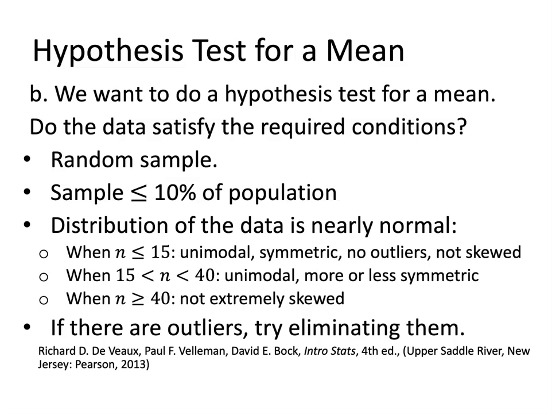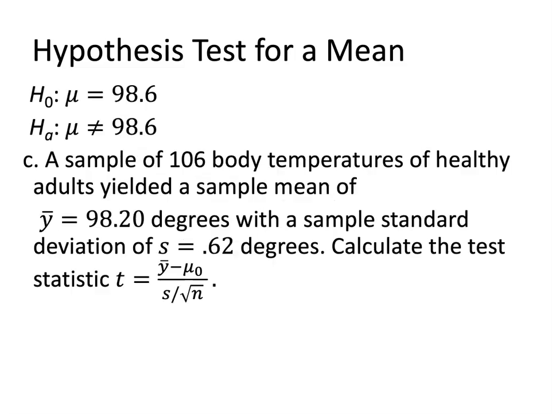Also, the distribution of the data has to be nearly normal. So when n is less than or equal to 15, we're good as long as the distribution is unimodal, symmetric, has no outliers, is not skewed. When n is between 15 and 40, we're good as long as it's unimodal or more or less symmetric. And when n is greater than or equal to 40, we're fine, as long as it's not extremely skewed. And if there are outliers, we should try eliminating them.